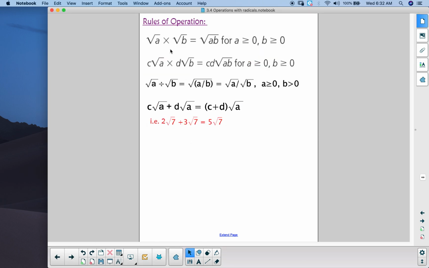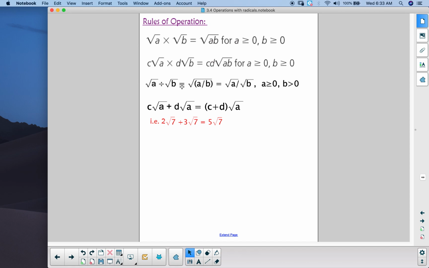in operations of radicals. If you had to do the square root of a times the square root of b, it's the same as the square root of a times b. You can bring a and b both under the square root sign, and this is possible when both a and b are greater than or equal to 0. If you have a mixed radical, that is c times the square root of a times d times the square root of b, then you can multiply the coefficients c and d, cd, times the square root of a times b, for a greater than or equal to 0 and b greater than or equal to 0.